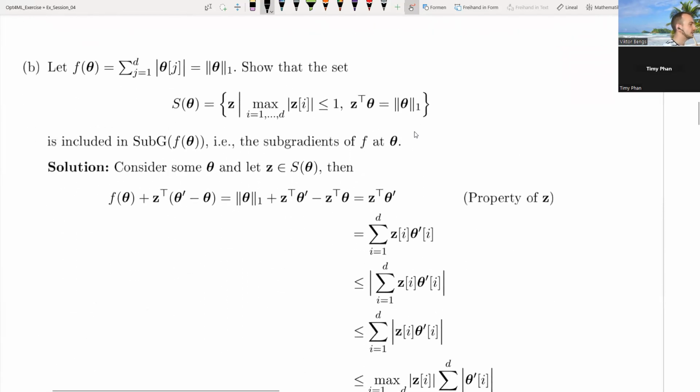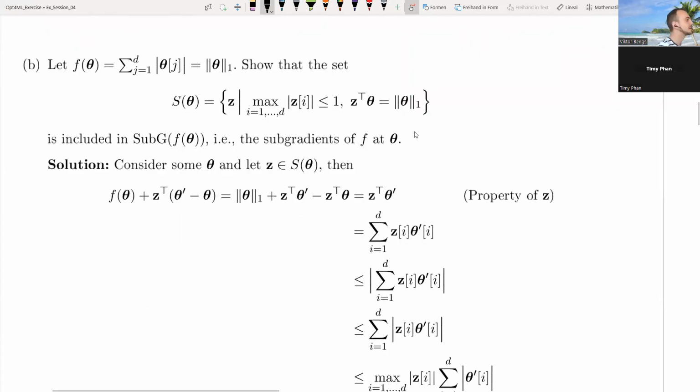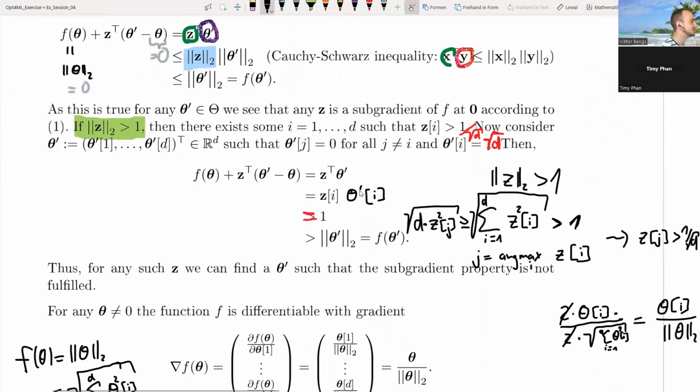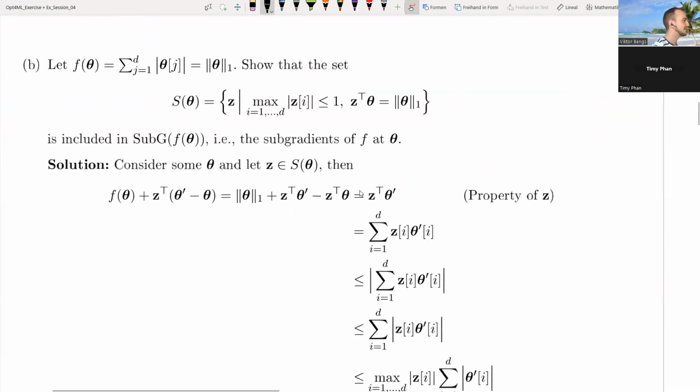All right, then let's continue. Now we don't have to care about this case where we have to exclude the zero, because now what we look at is the function which is mapping a vector theta to its L1 norm. And the L1 norm, now with the absolute values, is summing up the absolute values of the components.